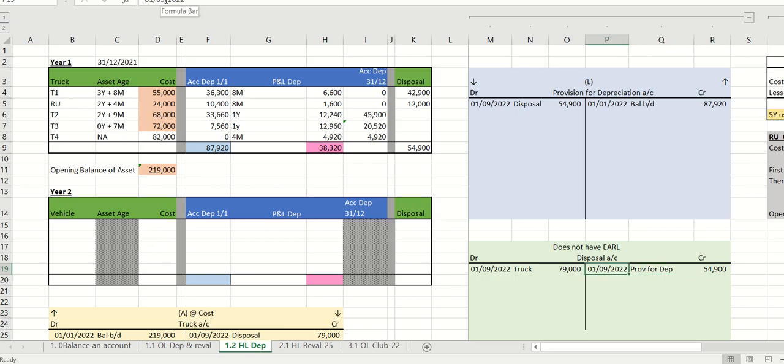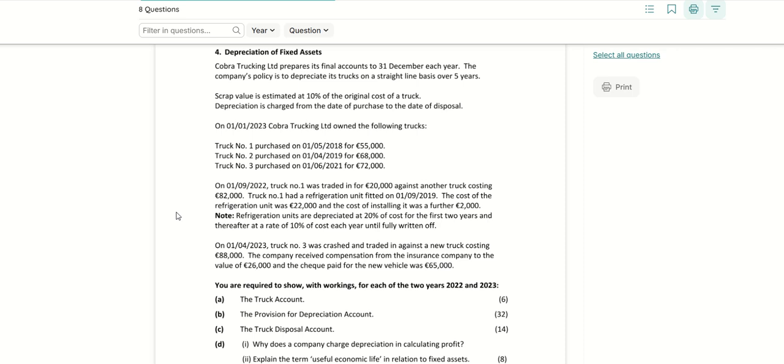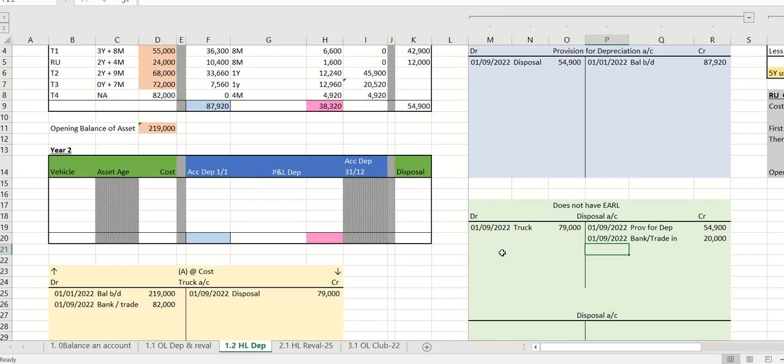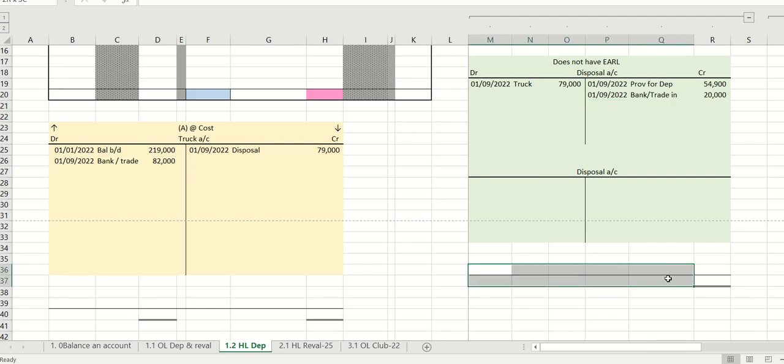Lovely. Then we have to go back to the question and see what did we get for it. Truck 1 was traded in for 20,000. So 20,000 is what we got for it. So we're going to have a bank situation for bank/trade-in of 20,000. And then we're in a position to calculate if we made a profit or a loss on disposal.